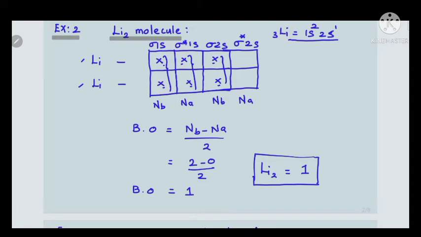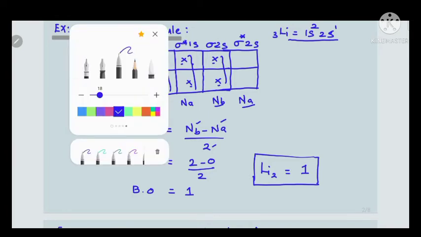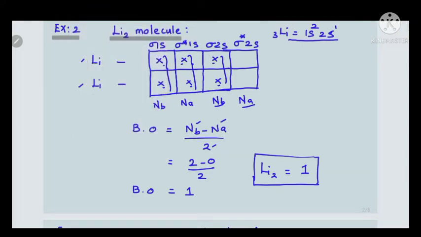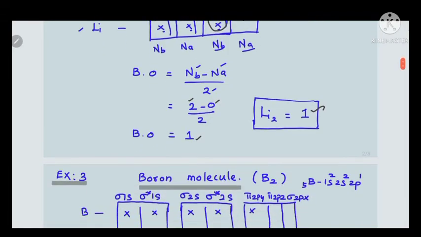Now we can calculate the bond order by considering only the electrons present in the outermost orbitals. Here the outermost orbitals are sigma 2s and sigma star 2s. Sigma 2s is the bonding molecular orbital and sigma star 2s is the anti-bonding molecular orbital. Bond order is NB minus NA divided by 2. The number of electrons in the bonding molecular orbitals is 2, minus the anti-bonding, which is empty, so 0, divided by 2, giving 1. So the bond order of the lithium molecule is 1. It's a very simple method to find the bond order of molecules.